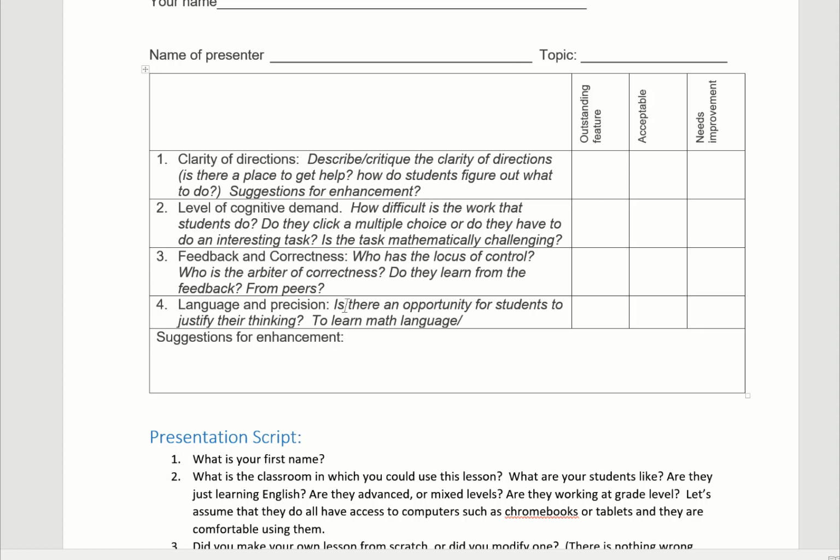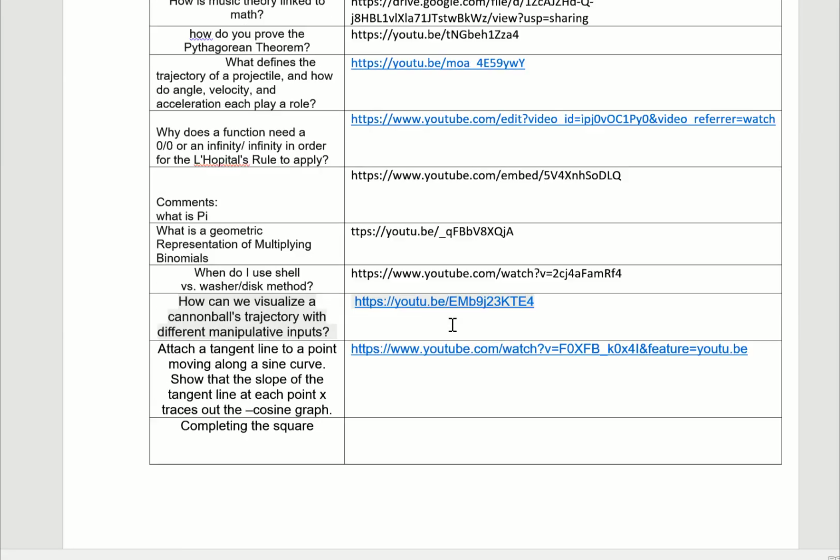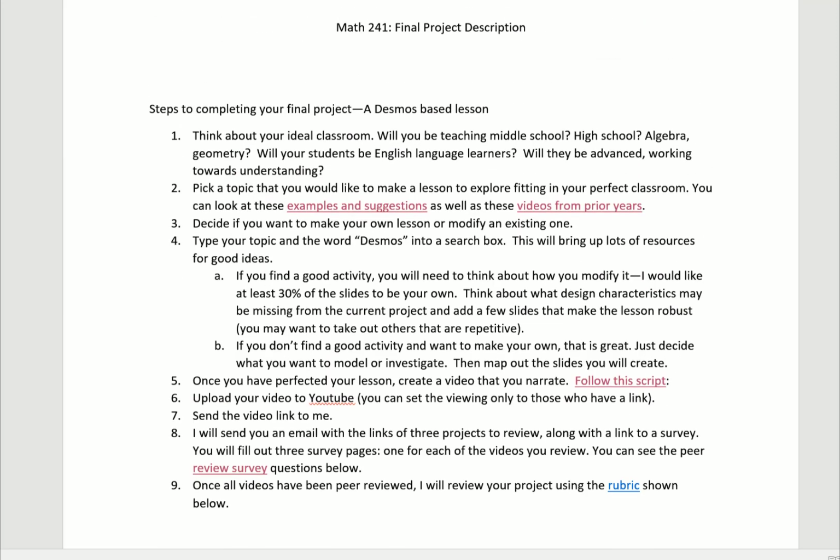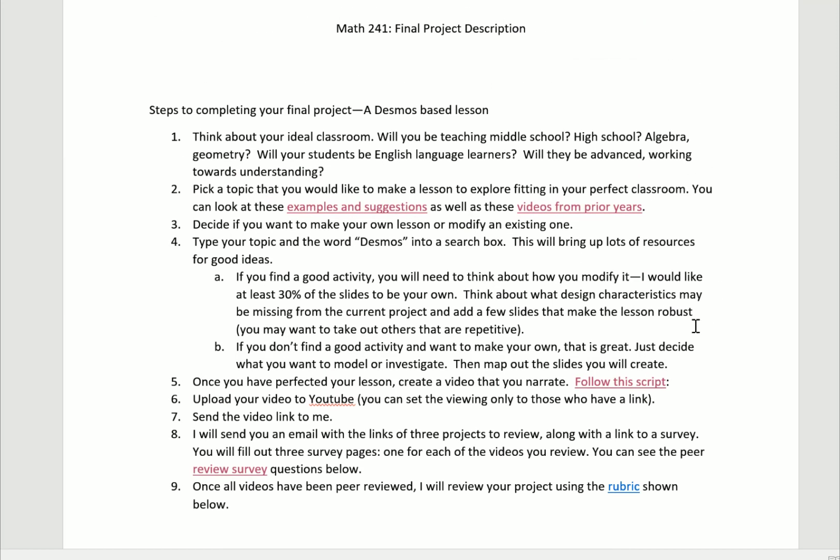And then language and precision. Is there opportunity for the students to justify their thinking? Is the language and precision of the narrator clear? So those are some things to think about when you are doing your peer review. And the peer review is to help you see different ideas that other people have come up with, as well as to provide thoughtful critiques of the lessons for your peers.